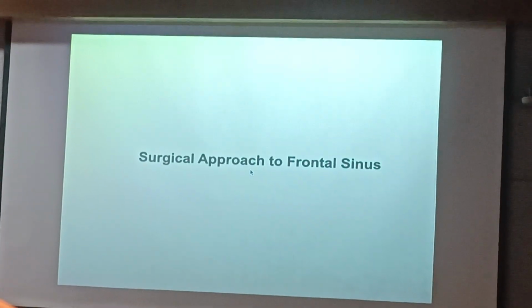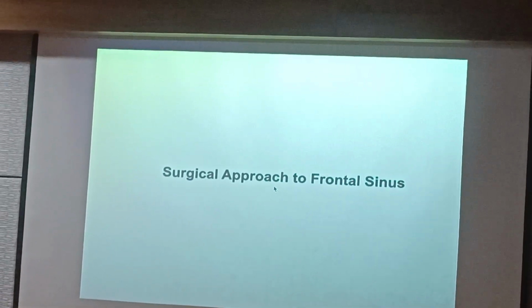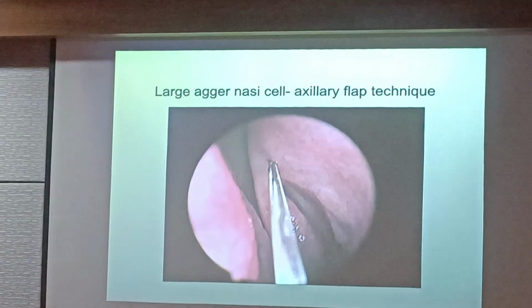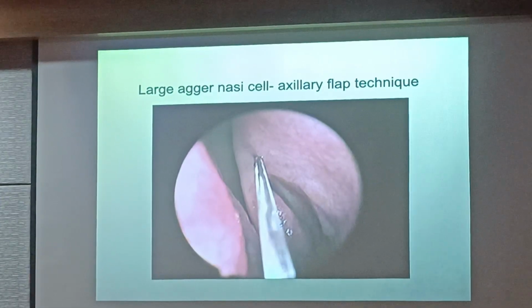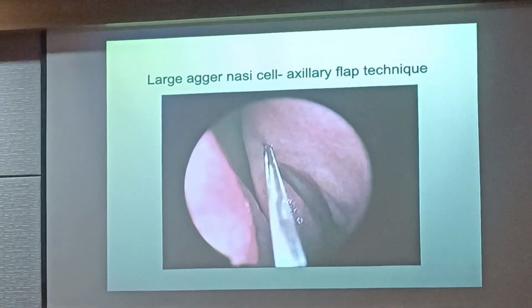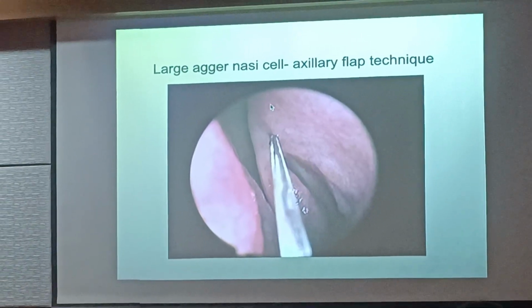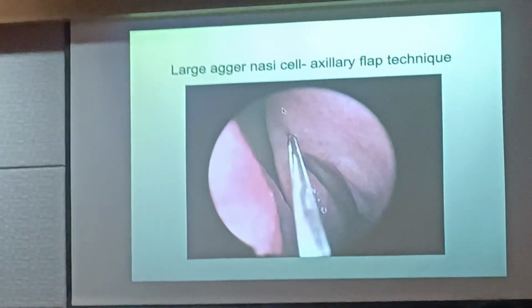So now the surgical approach to the frontal sinus, like I said, there are two ways of approaching it. One is when there's an agger nasi cell present, and the other is when the agger nasi cell is not present. So if you have the agger nasi cell present, then you have what is called the trans-agger approach. So first thing is you have to expose the frontal agger nasi cell.